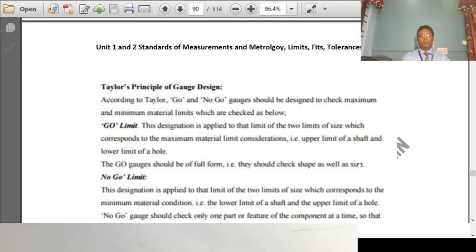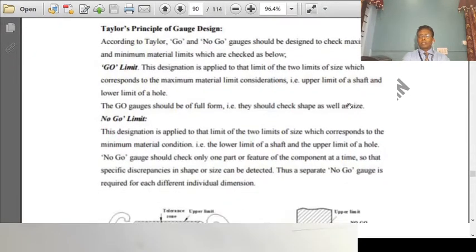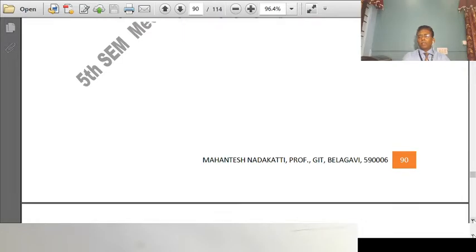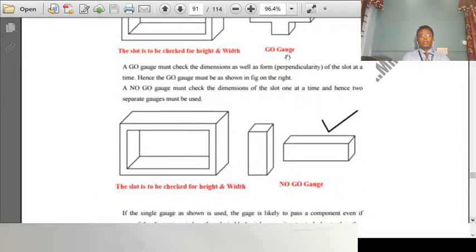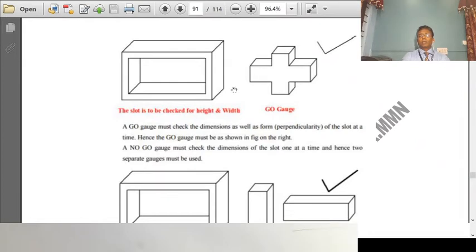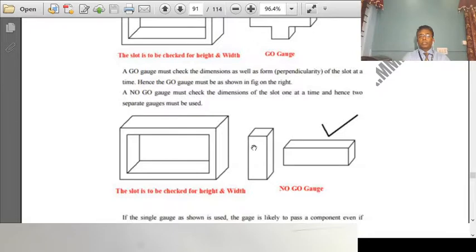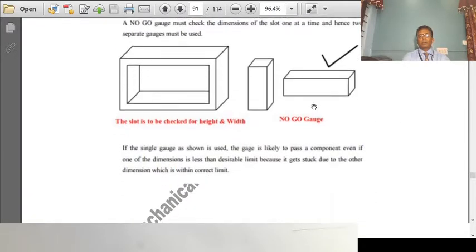Application of go gauge and no-go gauges. Taylor's principle, as discussed just now. Please go through my relevant PDF file attached. Just have a look. This slot is to be checked for width. This is a go gauge, where both width and height are checked, and its perpendicularity is checked. Everything is checked. A go gauge should check all dimensions. But a no-go gauge, can you see this? There are two no-go gauges: if the height is not sufficient, it gets rejected. If width is not sufficient, again it gets rejected.